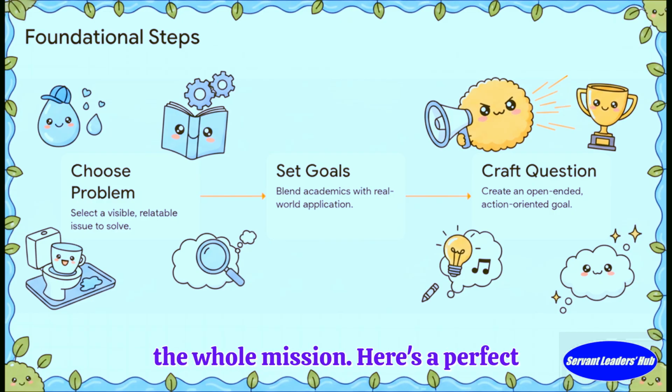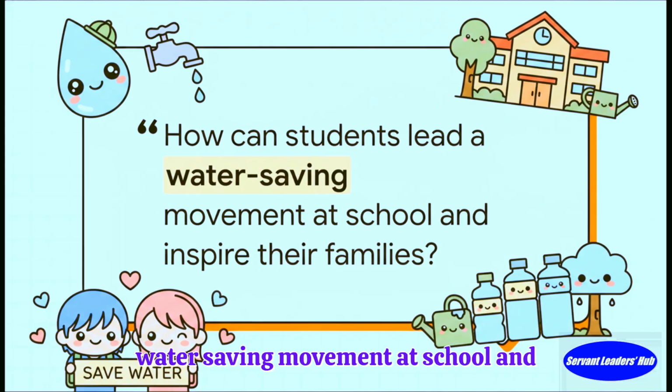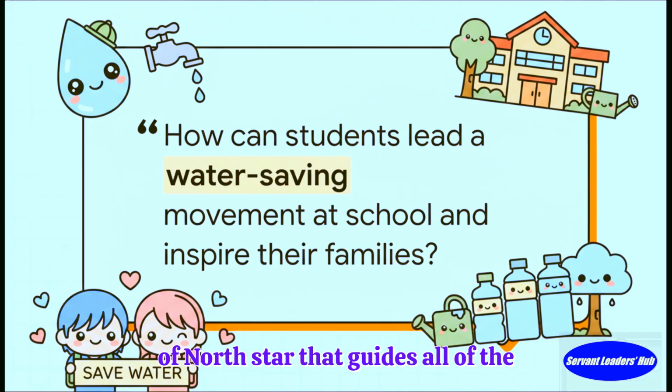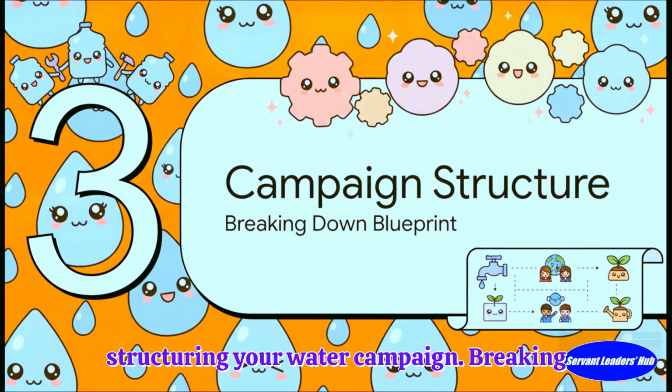And then Step 3. Craft a driving question to anchor the whole mission. Here's a perfect example of what that Step 3 question should look like. How can students lead a water-saving movement at school and inspire their families to do the same at home? And this brilliantly illustrates the power of an open-ended, action-oriented inquiry. A question like this stops students from just being passive learners. Instead, it becomes this kind of North Star that guides all of their research, their planning, and their eventual campaign output.